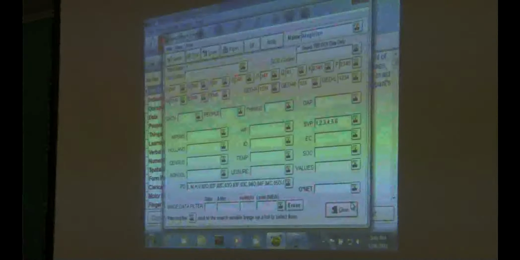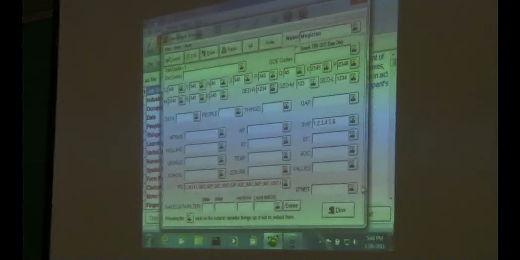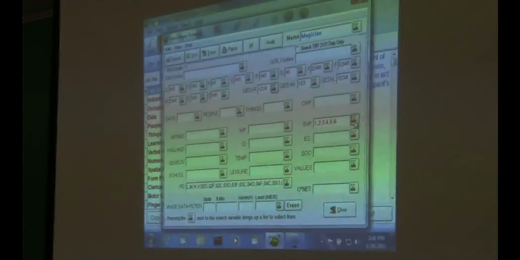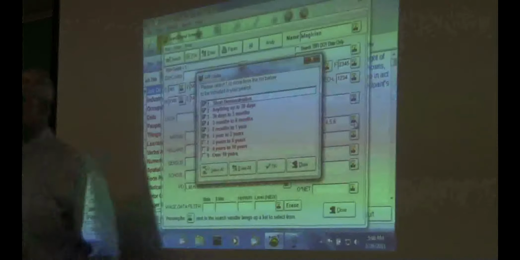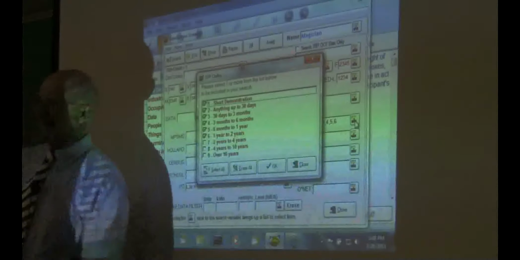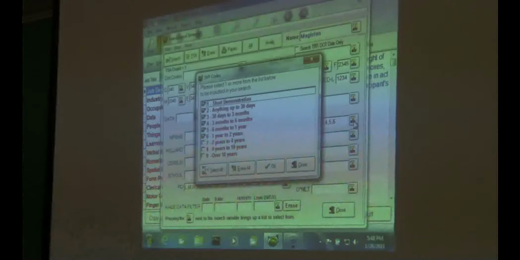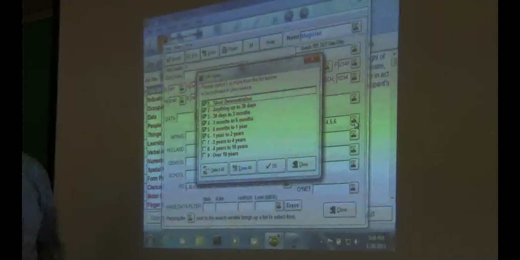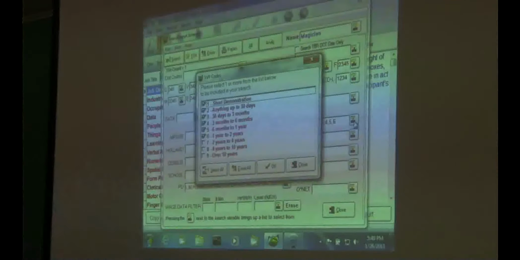And then SVP stands for specific vocational preparation. You're going to love the definition of SVP. It's the average amount of time to become average on the job. Now, people could argue about this, but it's classified as being semi-skilled.